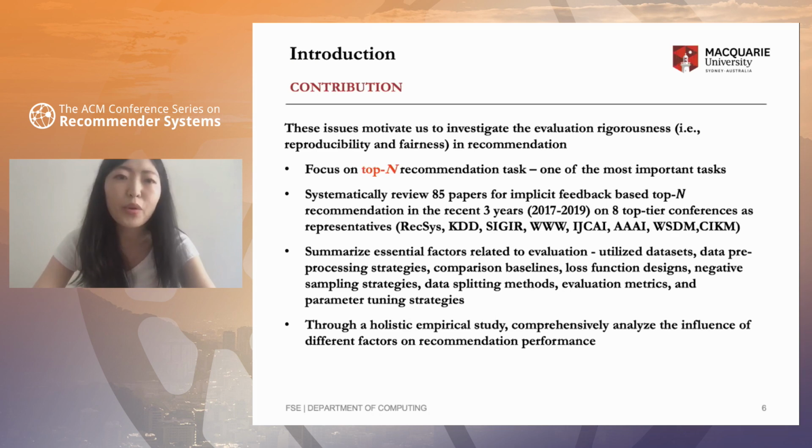As a starting point, we focus on the top-N recommendation task, which is one of the most important tasks in recommendation. To this end, we systematically review 85 papers for implicit feedback-based top-N recommendation, which were published in the recent 3 years on 8 top-tier conferences.